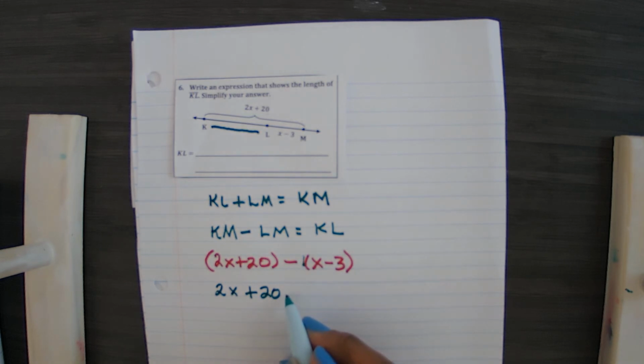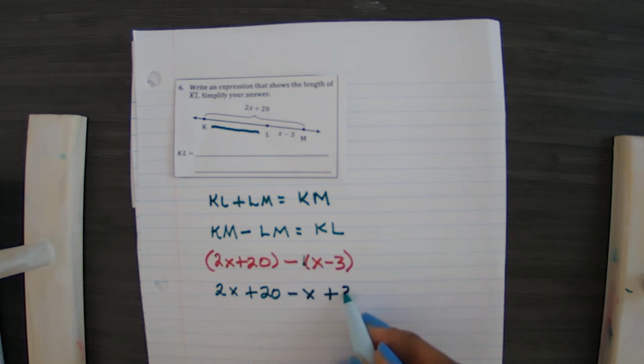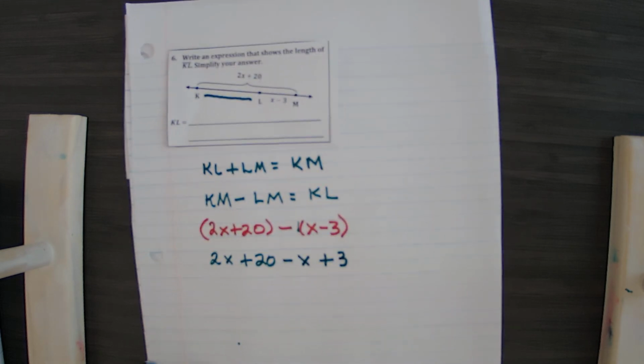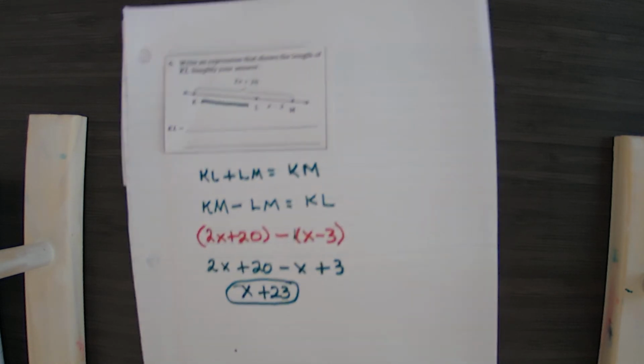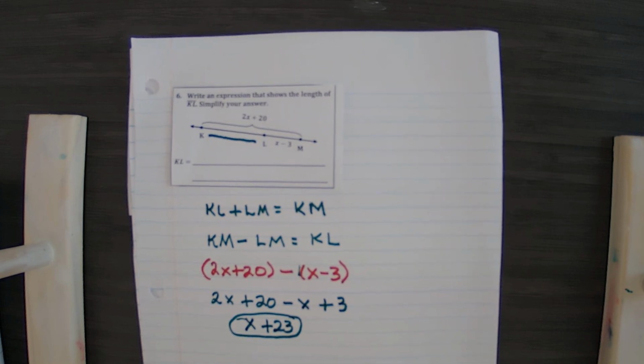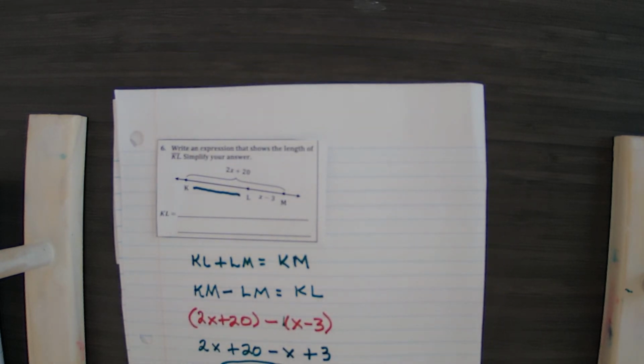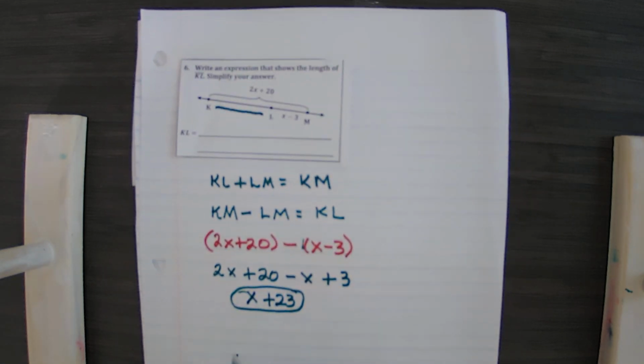Negative 1 times x is negative 1x. Negative 1 times negative 3, a negative times a negative is a positive. So we want to make sure that we get this kind correct. 2x minus 1x is 1x. 20 plus 3 is 23. That's the expression that represents that missing link. Let's get another one going.